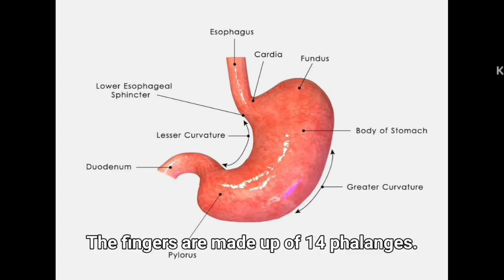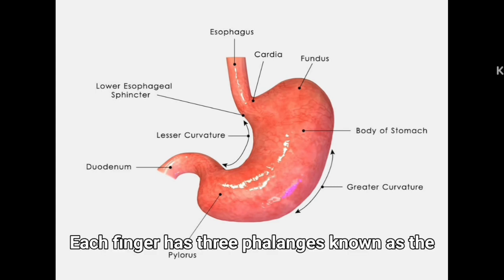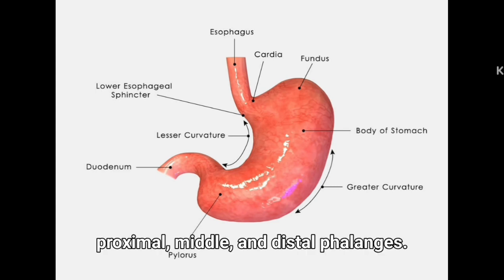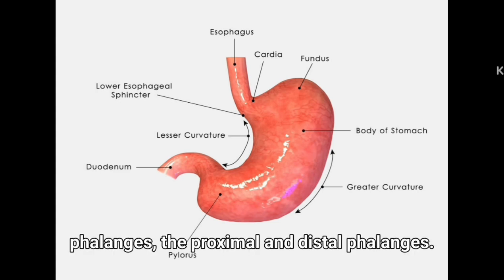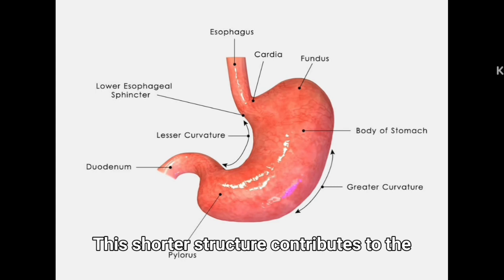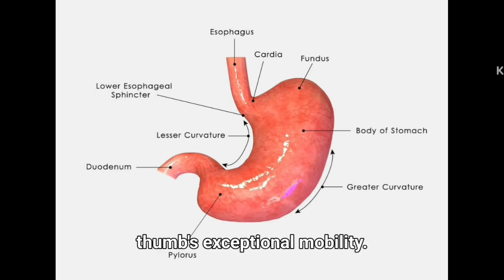The fingers are made up of 14 phalanges. Each finger has 3 phalanges known as the proximal, middle, and distal phalanges. The thumb is unique because it has only 2 phalanges, the proximal and distal phalanges. This shorter structure contributes to the thumb's exceptional mobility.